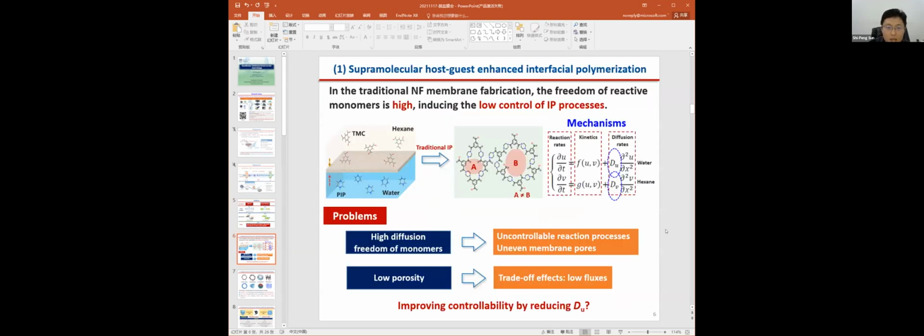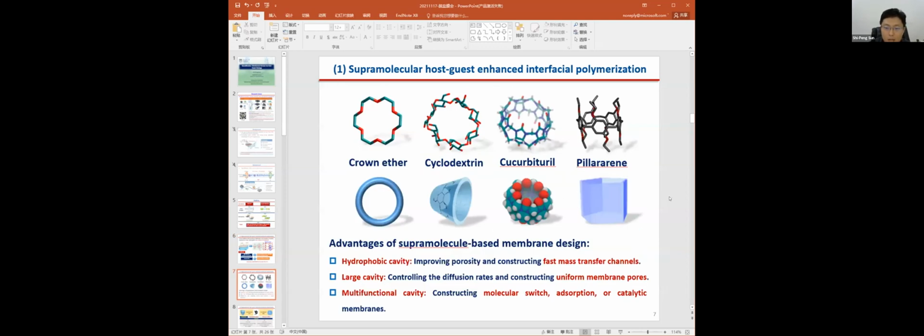for resource utilization. And we all know in the traditional NF membranes, the reaction is very fast. It takes place in several seconds, and it's because the diffusivity is very high, so that we cannot control the process very precisely, and we cannot have uniform pore size of the NF membranes. So our question is, can we reduce the diffusivity, and in this way improve the controllability of the interfacial polymerization? So we look into the supramolecules, and we are mostly interested in the cucurbituril.